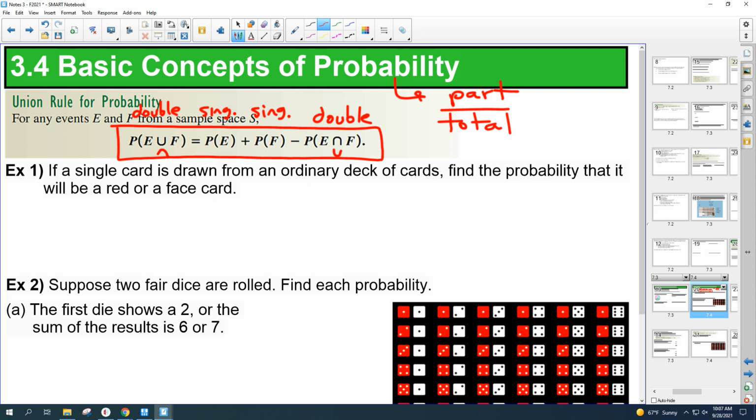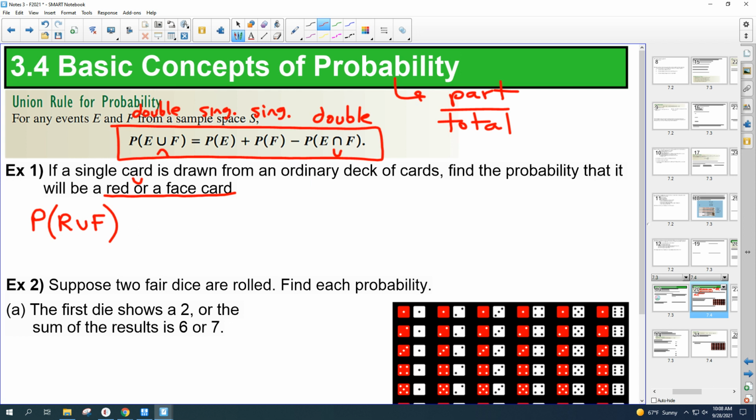Number 1 says, if a single card is drawn from an ordinary deck of cards, find the probability that it will be red or a face card. And so what I like to do is abbreviate. We want red or a face card. So I might write it like this: probability of red or a face card, R or F, R union F. Remember, I read that union as the word or. So when you see the word or, that's an important signal that we're going to do union.